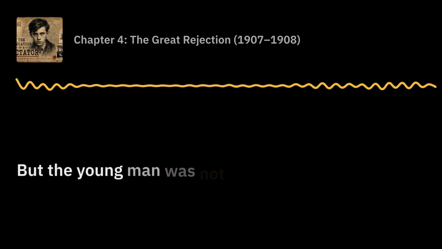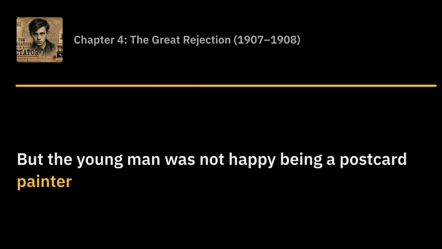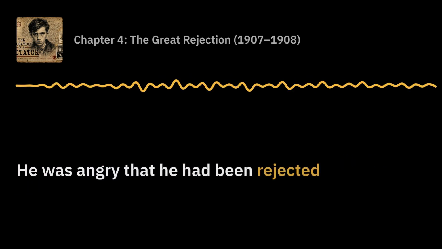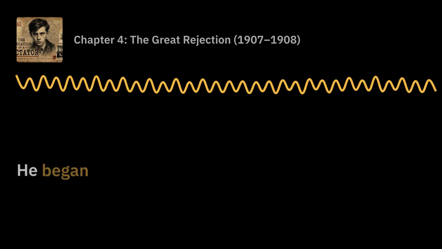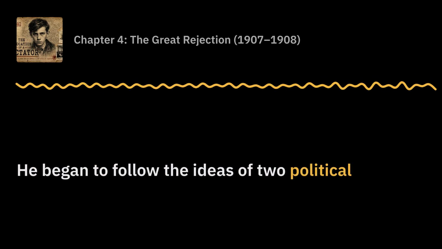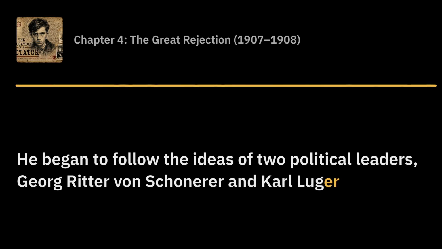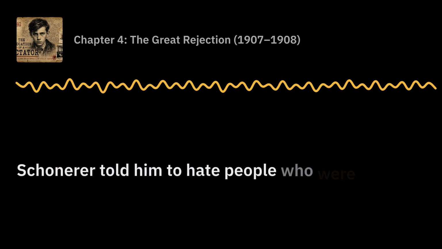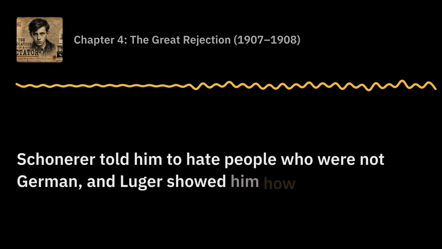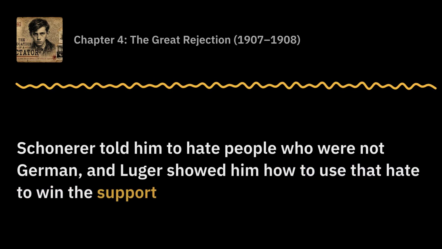But the young man was not happy being a postcard painter. He was angry that he had been rejected by the high world of art. He began to follow the ideas of two political leaders, Georg Ritter von Schonerer and Karl Lueger. Schonerer told him to hate people who were not German, and Lueger showed him how to use that hate to win the support of the masses.